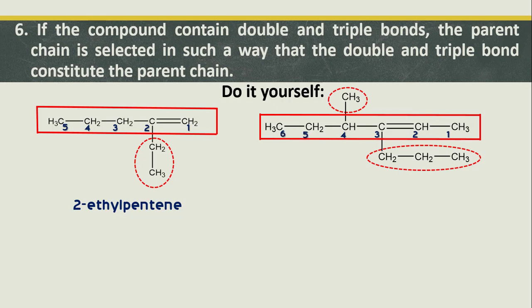So this name will be 4-methyl, because the methyl group lies on the fourth carbon atom, and similarly a propyl group on the third carbon atom, and the hex root is to be used because it contains 6 carbon atoms, and the double bond is on the second carbon atom, so it will be hex-2-ene. The name of the compound will be 4-methyl-3-propylhex-2-ene.